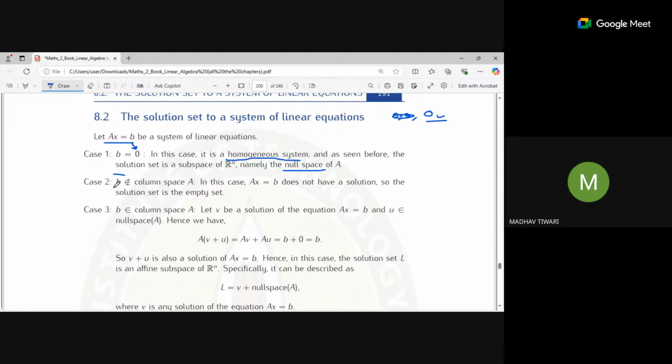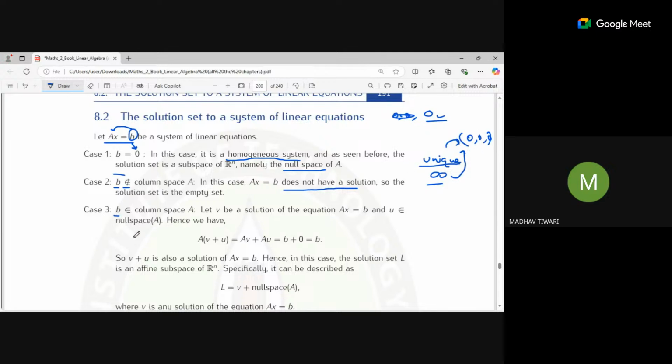Next is this one. If B does not belong to the column space of A, meaning B cannot be written as some linear combination of the columns of A, then this has no solution. Okay, third thing is, if B belongs to the column space of A, then it has a solution, but it can have infinitely many solutions or a unique solution. If it has a unique solution, its null space will have only one vector, that is this 0, 0, 0. And if it has infinitely many solutions, then its null space will have some other vectors other than this 0 vector.